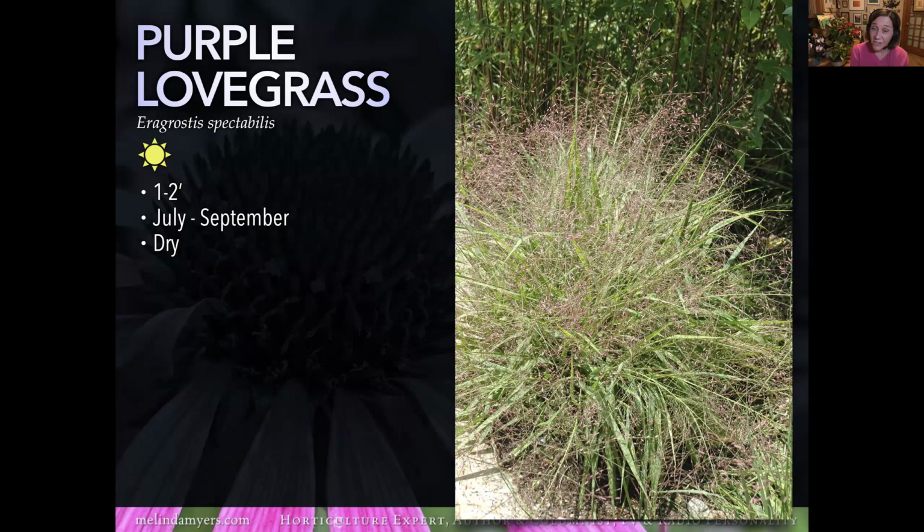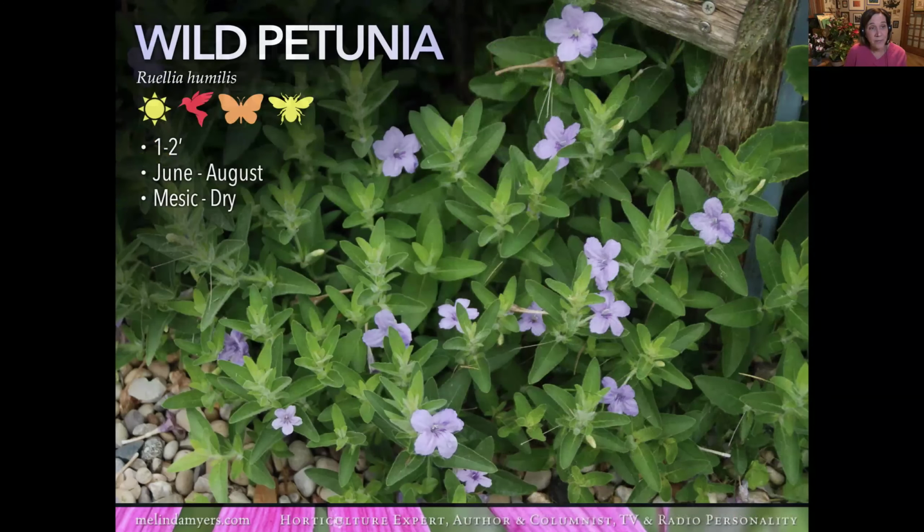So it'd be good on the edge of your rain garden that tend to dry out quicker. Those plants that love the moisture, those we're going to put towards the center where the water collects and is slower to drain. Wild petunia, beautiful.